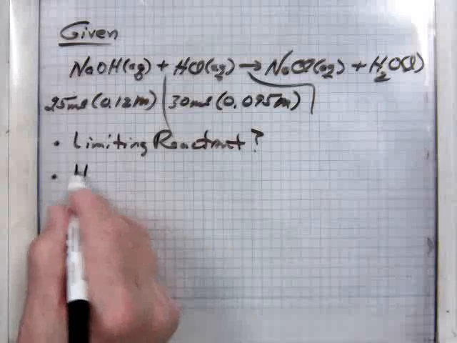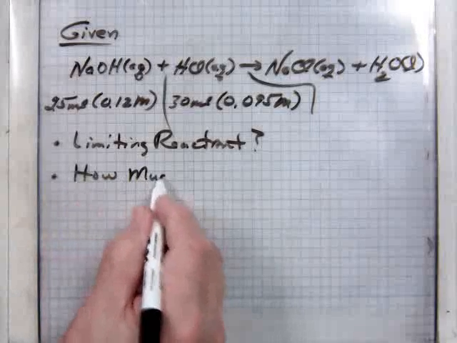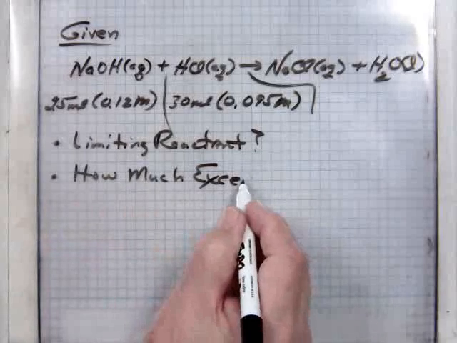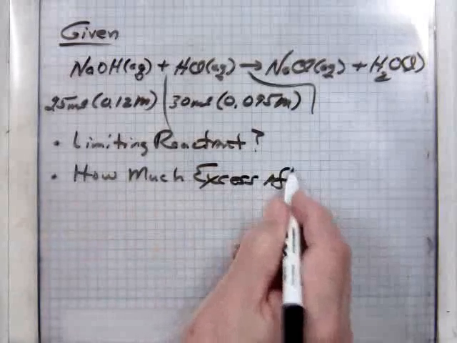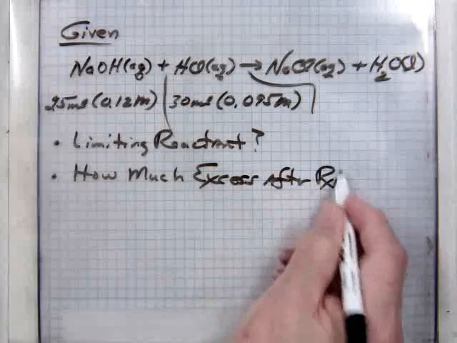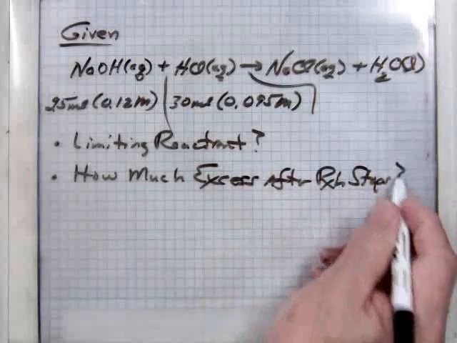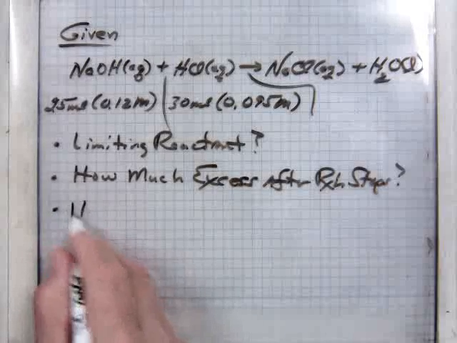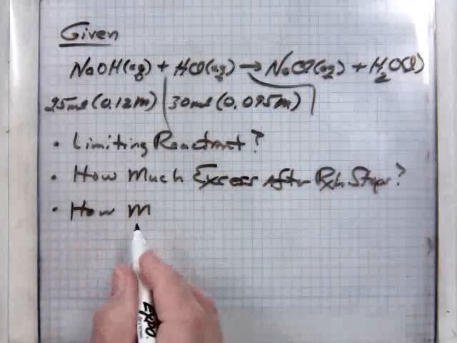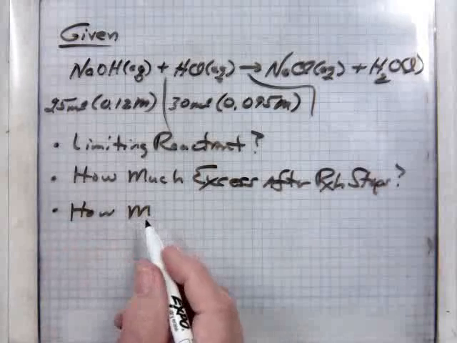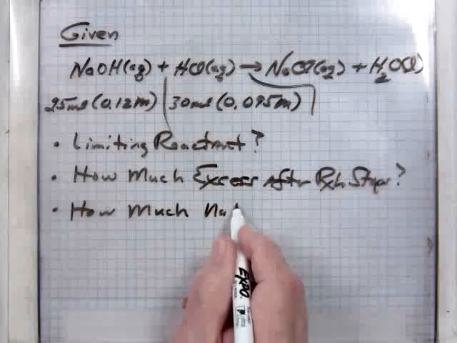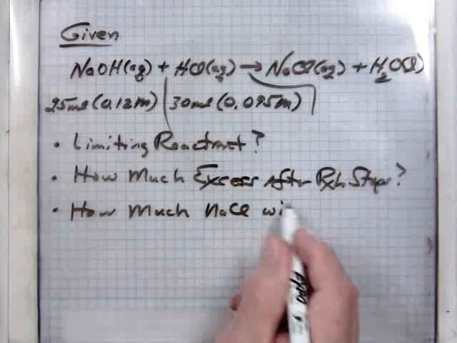How much excess after the reaction stops? One of those is going to be in excess, right? Because one of them is the limiting reagent, it's gone. Okay? And how much, you can define this in moles or grams. Once you get to moles, you times the formula weight. How much NaCl will form?